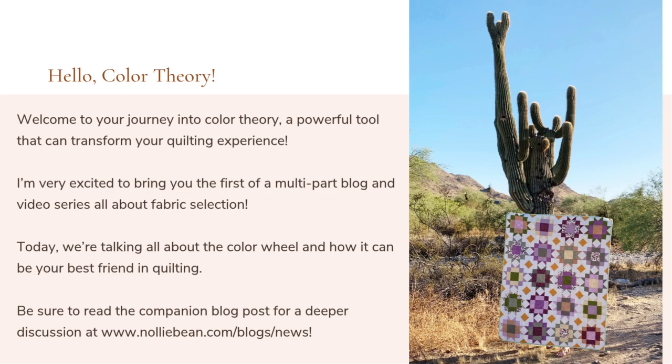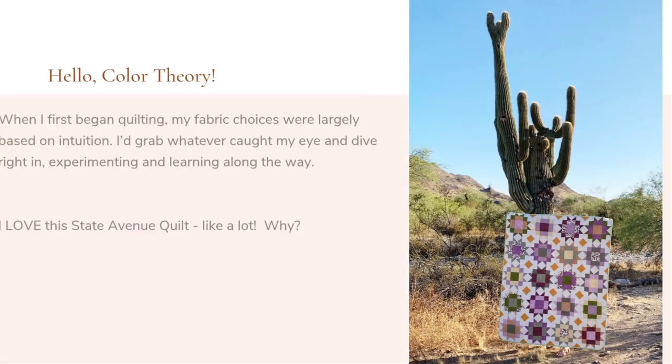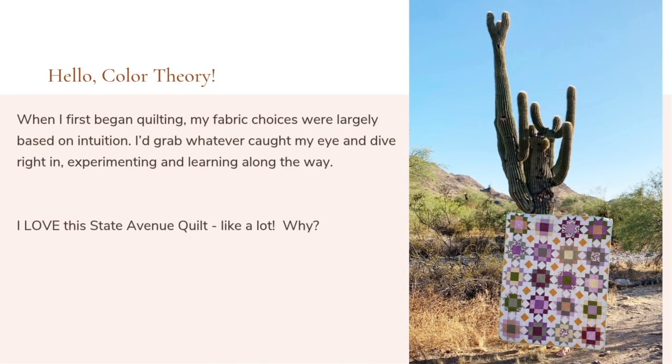And so when I first began quilting, my fabric choices were largely based on intuition. I would just grab whatever caught my eye, what I thought looked good together, and I would just dive right in, experimenting along the way. Some quilts looked really good, other quilts, not so much. But when I made this Purple State Avenue that is on the screen, I really loved it, like a whole lot when I made it.